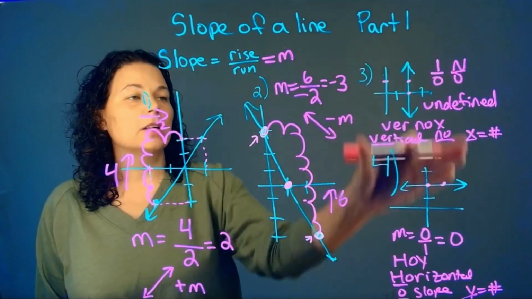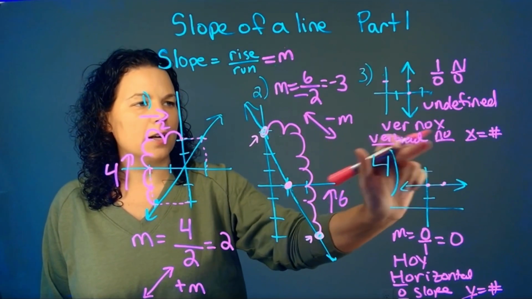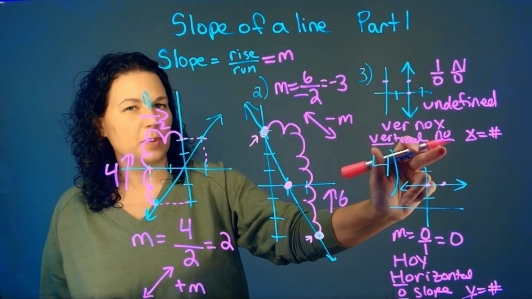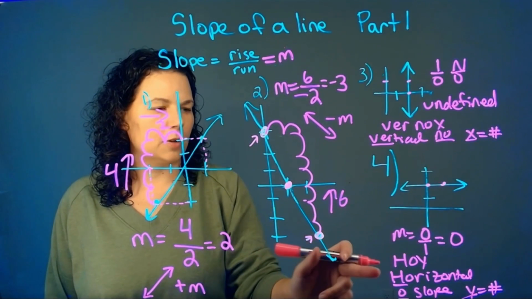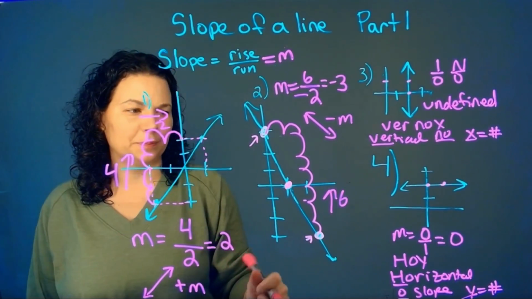So this right here tricks people up all the time. Vertical line is vernox. Vertical line, no slope, x equals a number. Better name for no slope is undefined. Horizontal line is Hoy, horizontal line, 0 slope, y equals a number.